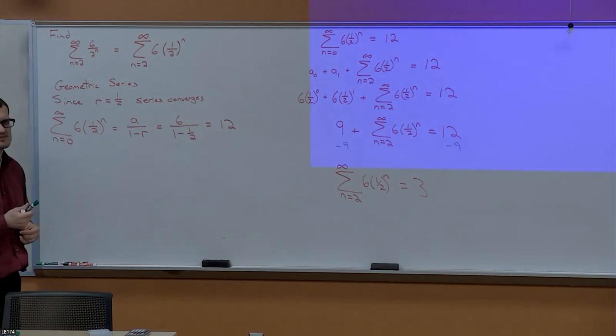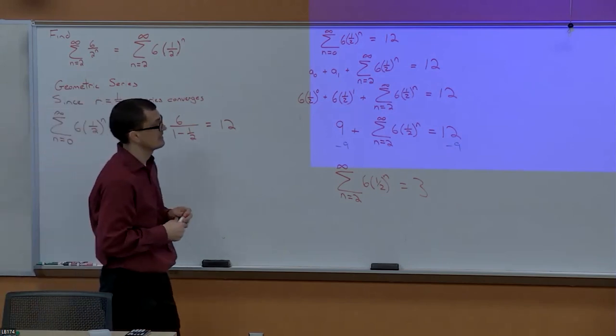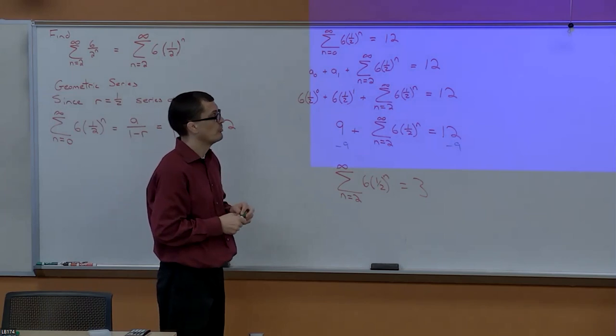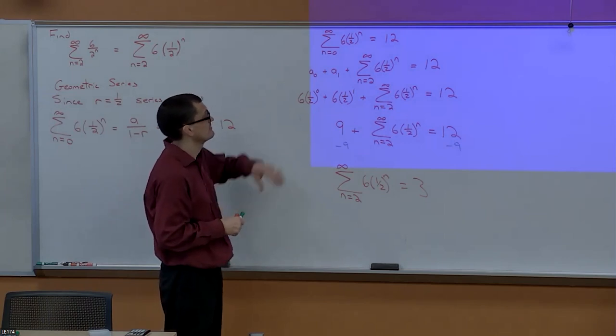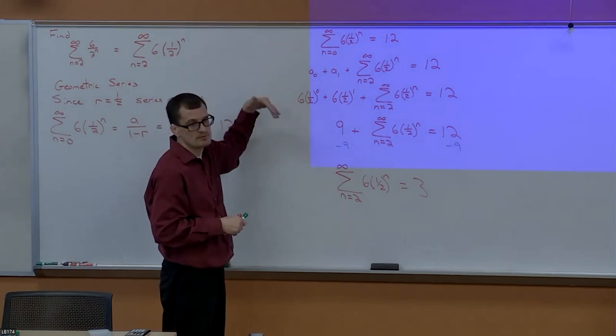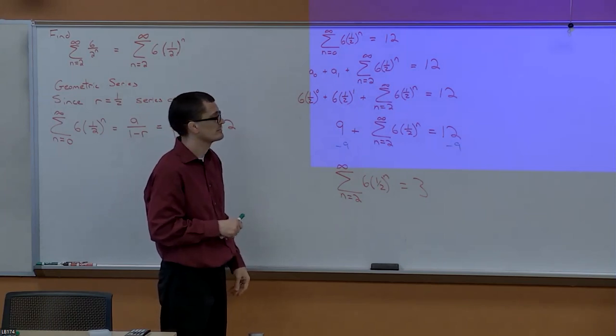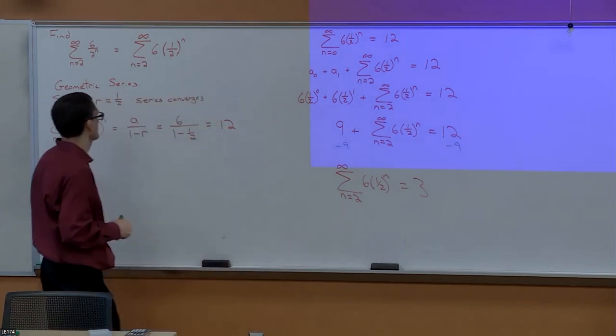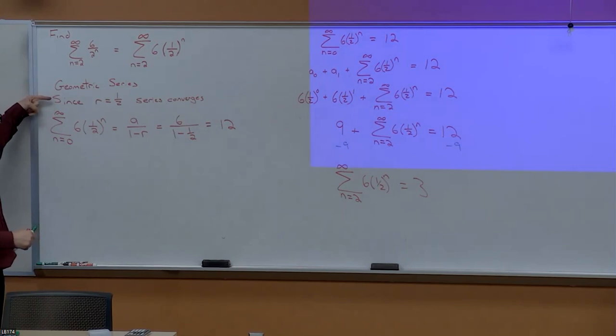That all right? Again, I'm trying to provide as many steps as I can. I'm sure when you're doing this on your own, on homework or for a test, you might be able to skip a step. You don't always have to write this line, the fact that this is a geometric series, since R is equal to this, it converges.